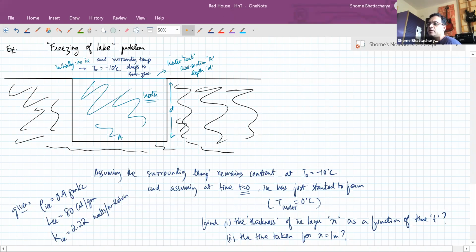And from this, we have to calculate the numerical value of the time taken for the thickness of the ice layer to become 1 meter. Now notice that the area of cross section is not given. And the depth of the lake is also not given, which means that it will not be required in solving these two parts. So just try to figure out what are the things we need to solve in this first, then we'll discuss.